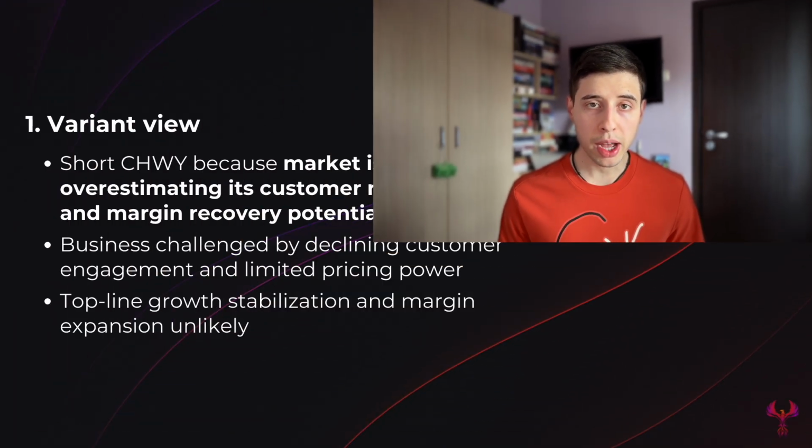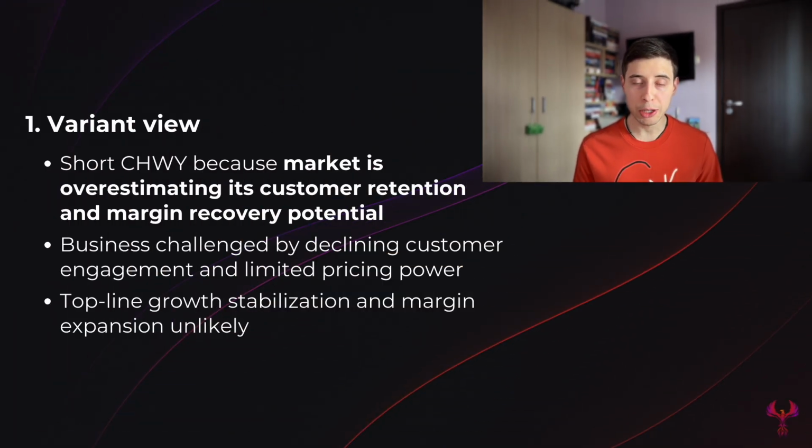Now let's apply this framework to CHWY, a $13 billion US retailer that sells pet food, supplies, and medication directly to consumers. It has a subscription-based and direct order e-commerce business model. Step 1 is our variant view, and we lead with the conclusion qualitatively. We should be short CHWY because the market is overestimating the health of CHWY's customer retention and its margin recovery potential. We see evidence that the business is challenged by declining customer engagement and limited pricing power. The top-line growth stabilization and the margin expansion story the market is pricing in is unlikely to materialize.